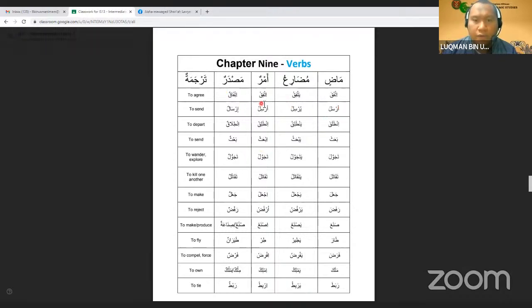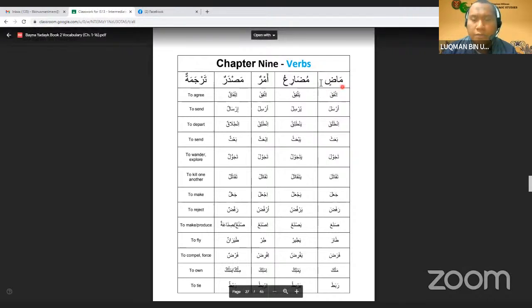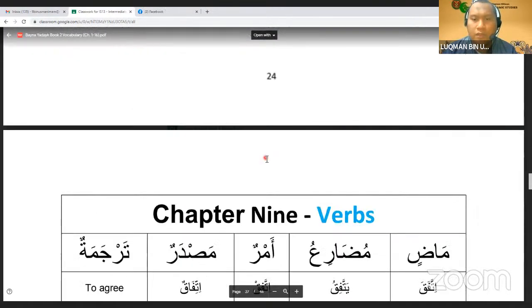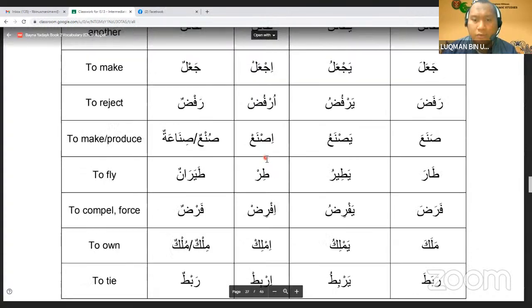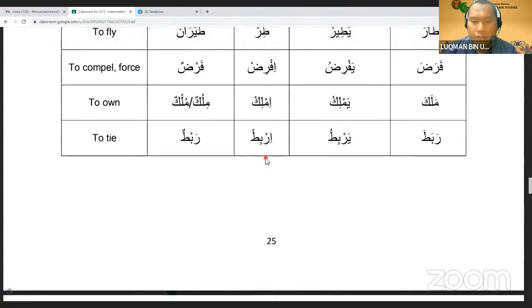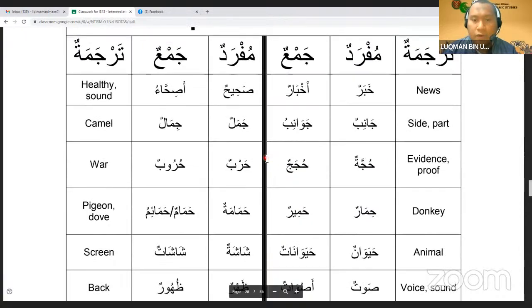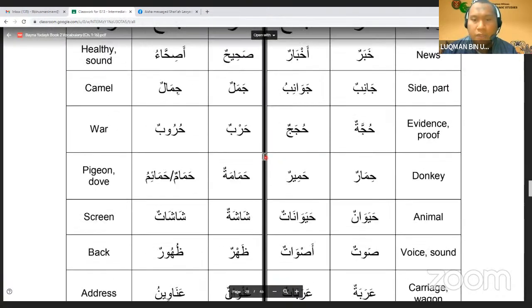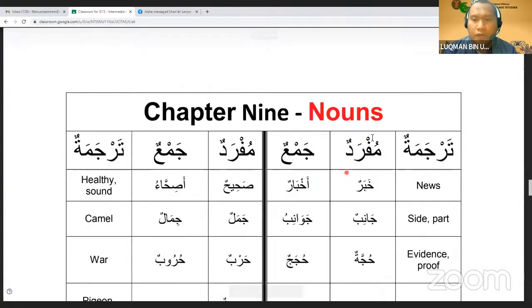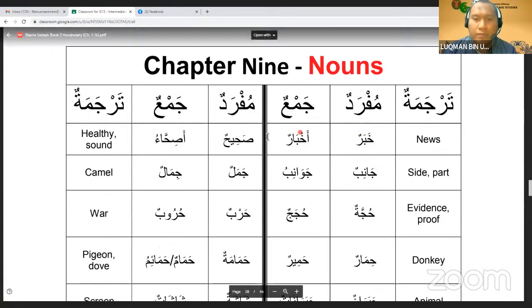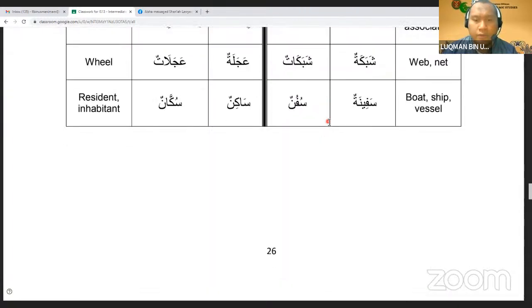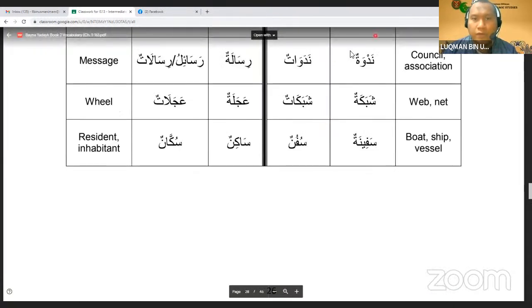Ittafaqa, yattafiqu, ittafiq, ittifaqun. So there's a madi, perfect tense, mudari, imperfect tense, then amr, imperative tense. So you use this, and try to memorize this at least one chapter a week. The next one is these are the nouns. So you have the mufrad and jama, the singular and the plural. These are very easy. I hope that you refer to it.